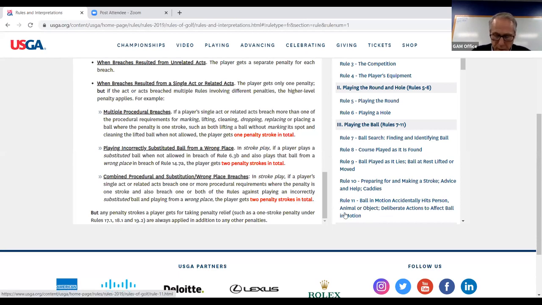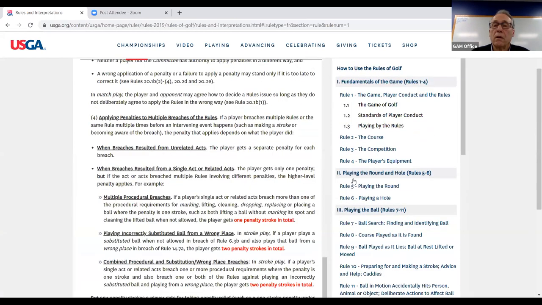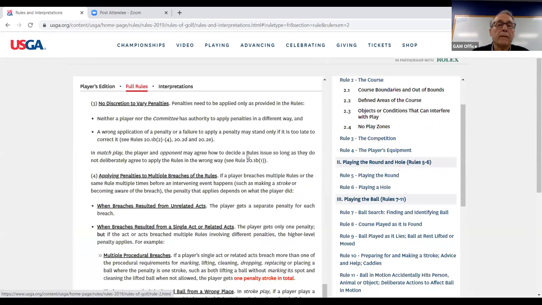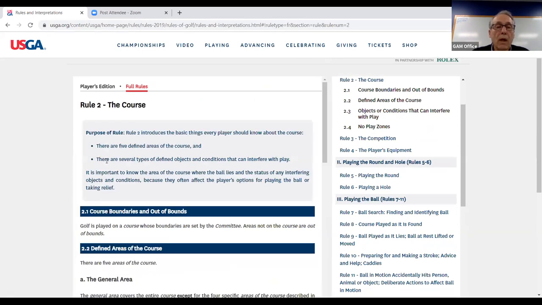Okay, rule two talks about the purpose of the rule, which is to talk about the basic things every player should know about the course. It goes into the definition of the five defined areas of the course. And it's important to know where the ball lies in terms of the status, because that's going to affect how rulings will be made in terms of the various objects and conditions that will affect the player in that part of the course.